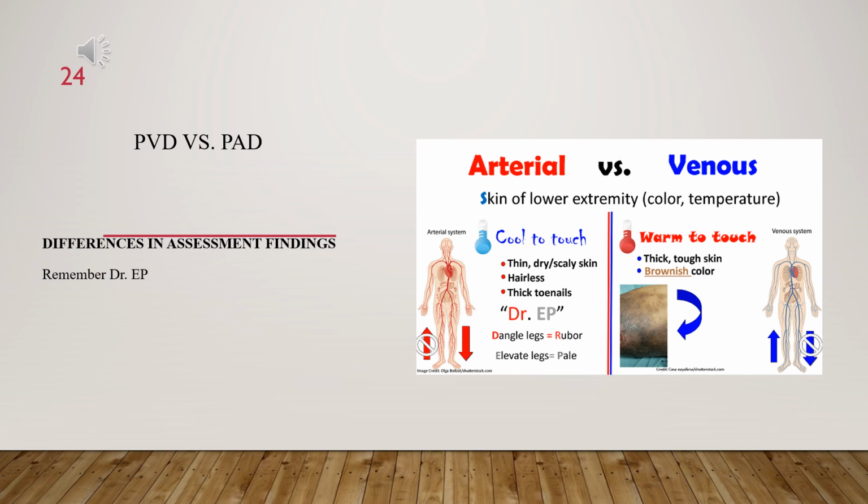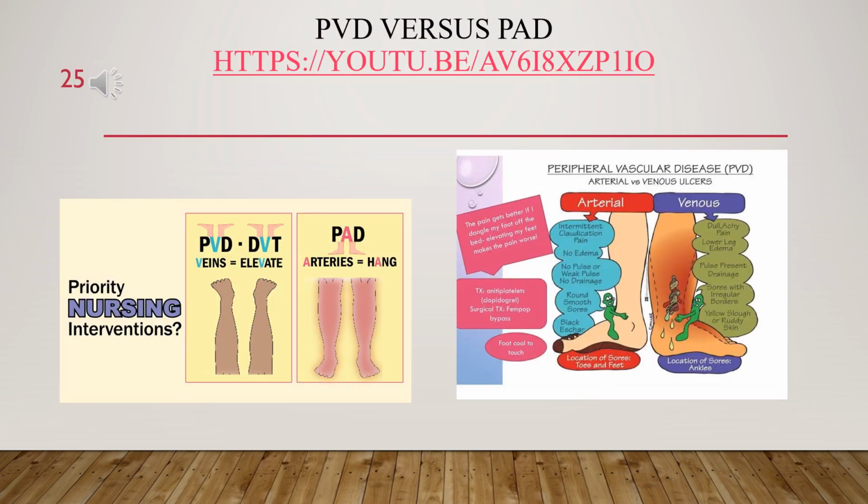Remember Dr. Epp. So dangle legs: when we dangle our legs with PAD, we're going to see rubor. But when we elevate the legs with PAD, they're going to become pale. So here's some more visuals for you to see. With PVD, remember we like to elevate our legs because that blood flow needs help going back to the heart. With PAD, the blood flow needs help going down to the extremities. So we're going to have our legs hanging down to help gravity bring that blood down.